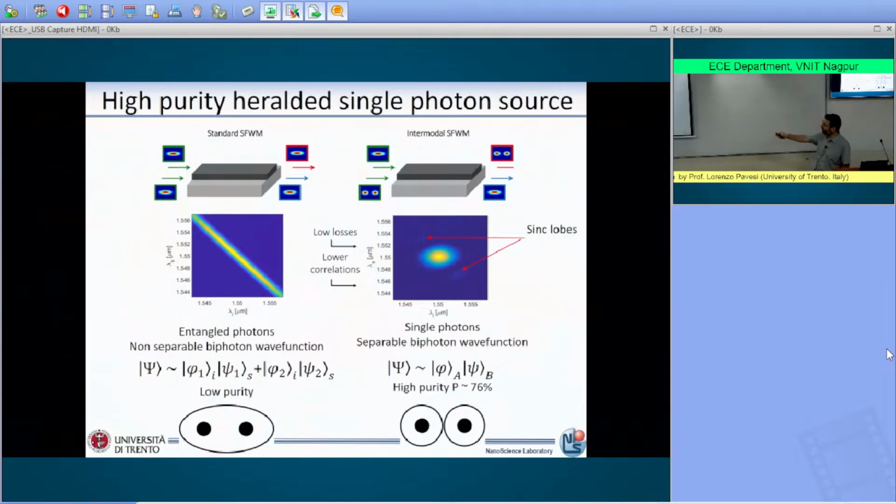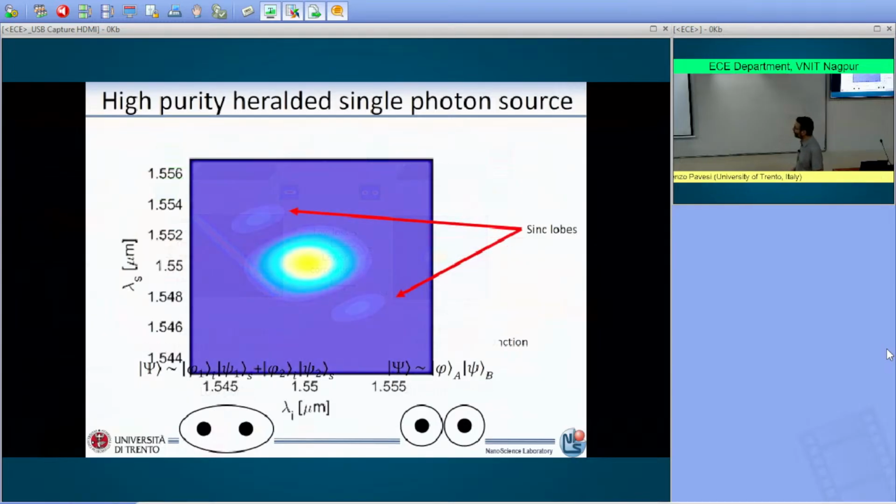By using the intermodal spontaneous four-wave mixing, we do get a very good separation between the two wave functions, meaning that in a heralding experiment, we can end up with a purity of the single photon state that is quite large. Still, the number, 76%, is not sufficient in order to use this single photon source for a quantum computing experiment.